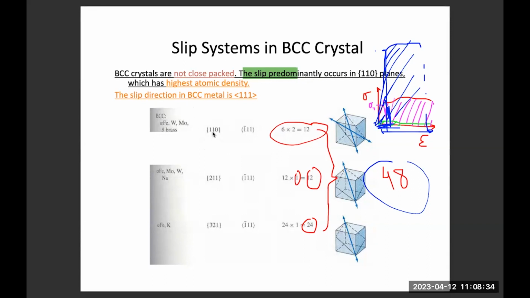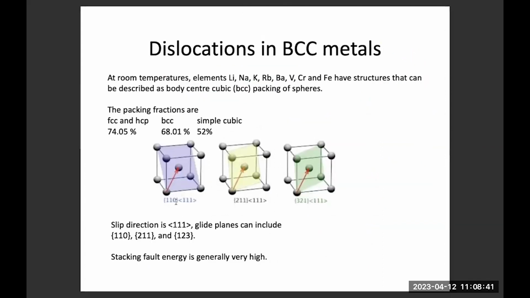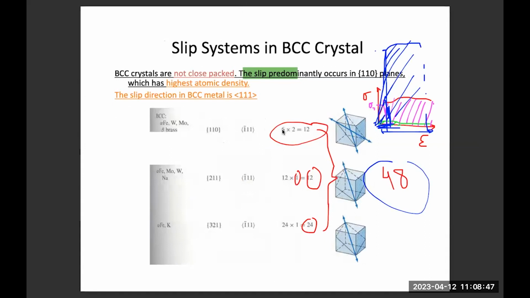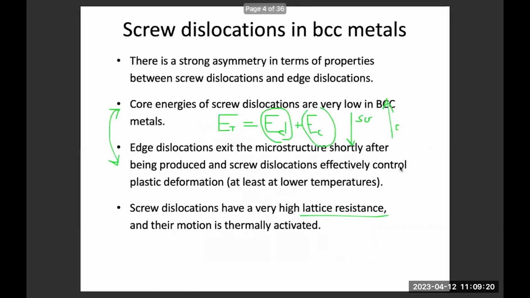So we said we have 3 different planes: 1-1-0, 2-1-1, and 3-2-1. For 1-1-0 and the 1-1-1 direction, in total we have 12 slip systems. For 2-1-1, the Burgers vector is always along the 1-1-1 direction, and we have 12 slip systems. For the 3-2-1 plane and 1-1-1 direction, we have 24 slip systems, including the pencil glides. In total, we have 48 slip systems.